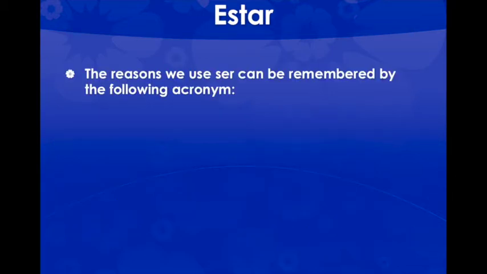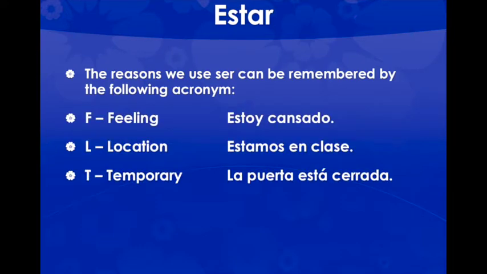We already talked about estar as how you feel and where you are, but it actually is a little bit more than that. How you feel and where you are is the F and L, but the acronym FLT, the T stands for temporary, because things that are temporary are going to be estar. You're going to generally see that things that are permanent, like characteristics, nationality, occupations, are going to be ser, while things that are temporary are going to be estar. Think about it. Feelings are temporary and locations are temporary as well.